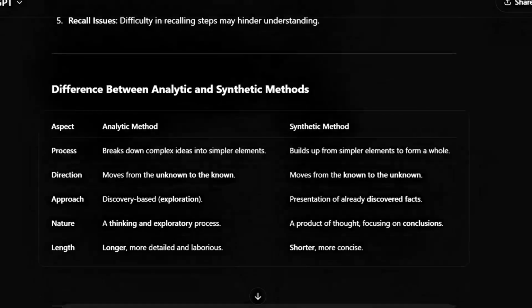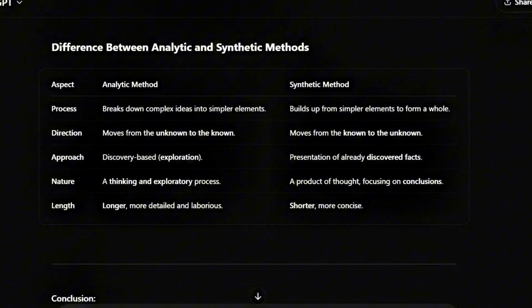Difference between analytic and synthetic methods. Analytic method, synthetic method. Direction. Breaks down complex ideas into simpler elements; builds up from simpler elements to form a whole. Moves from the unknown to the known; moves from the known to the unknown. Approach. Discovery-based exploration; presentation of already discovered facts. Nature. A thinking and exploratory process; a product of thought focusing on conclusions. Length. Longer, more detailed and laborious.